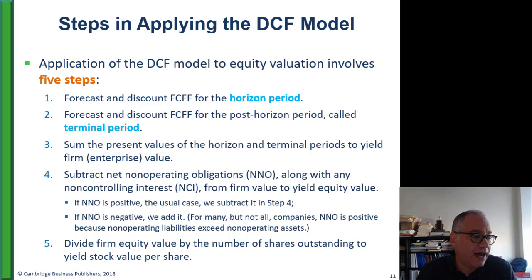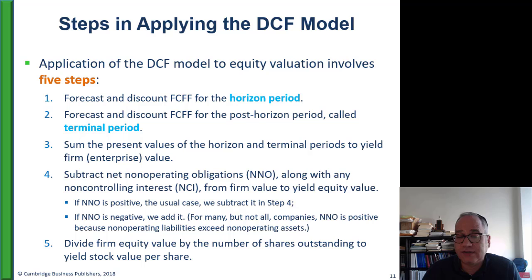So for example, if you estimate that you can predict free cash flow for 5 years into the future, then your horizon period would be 5 years. And then the terminal period would be at the end of 5 years. Then you discount all of these to the current time period, and you add up the present values of all of them.